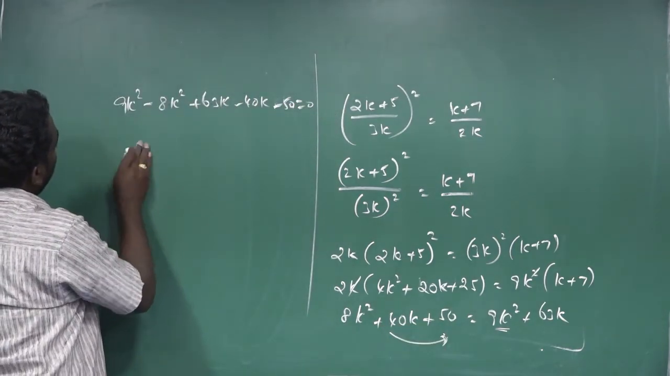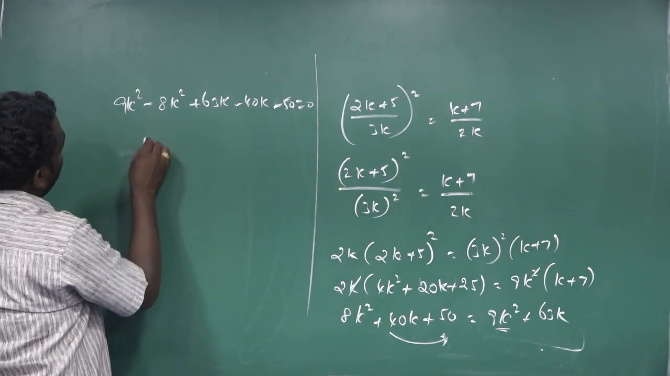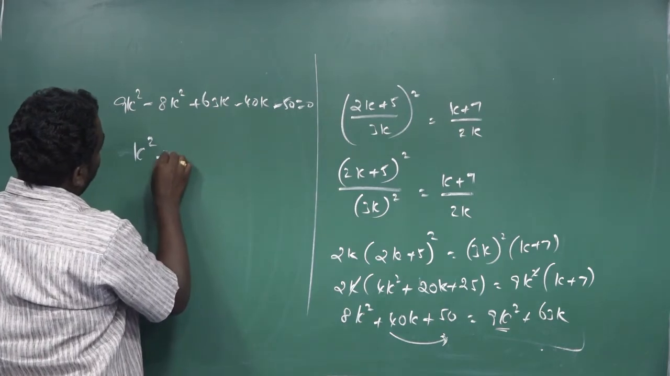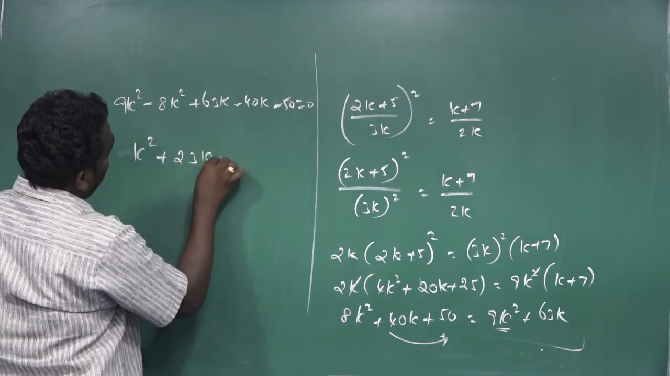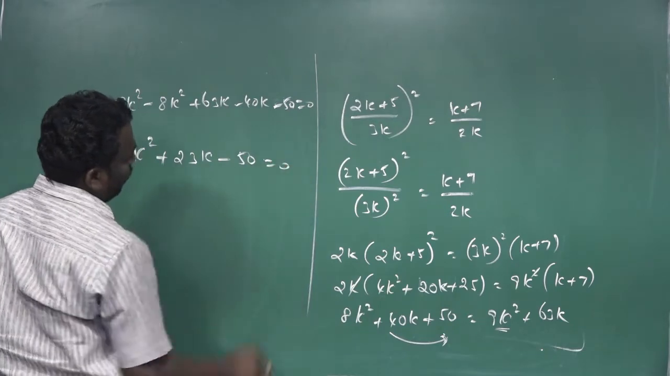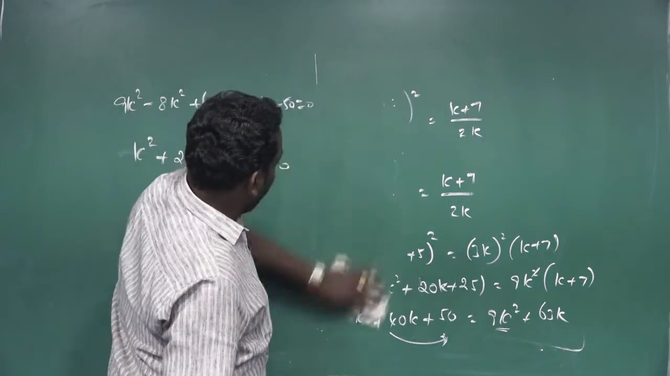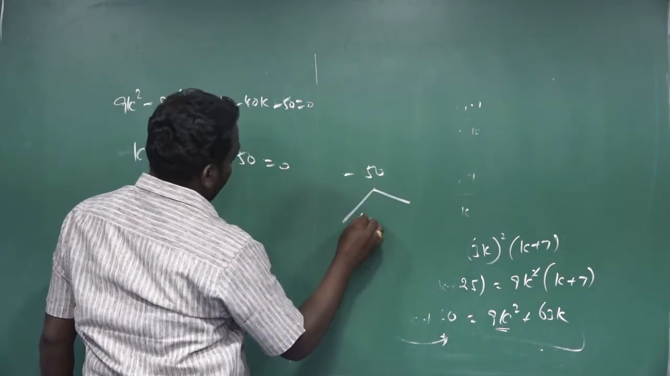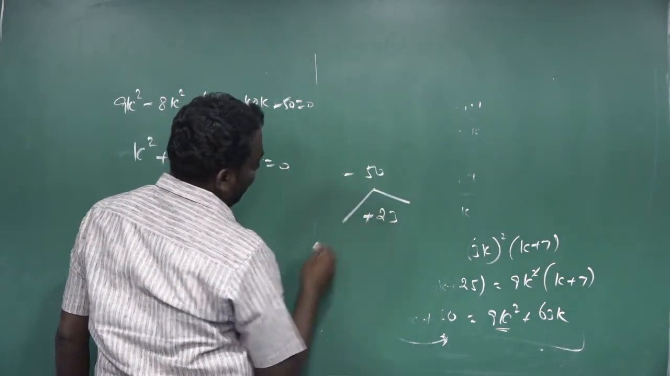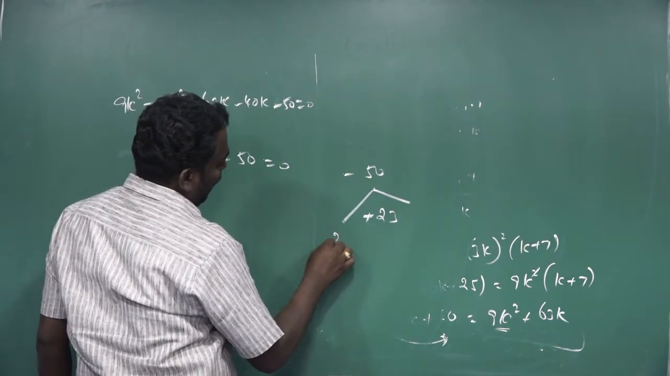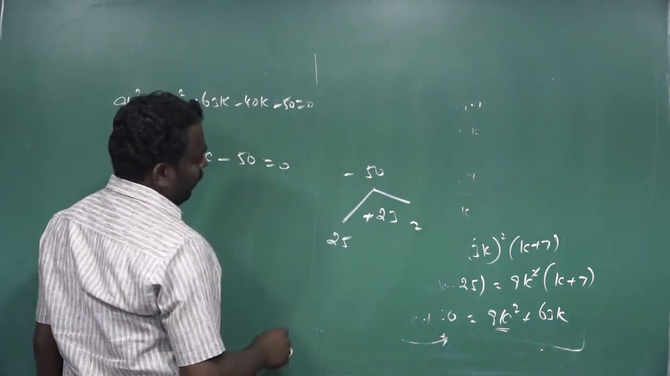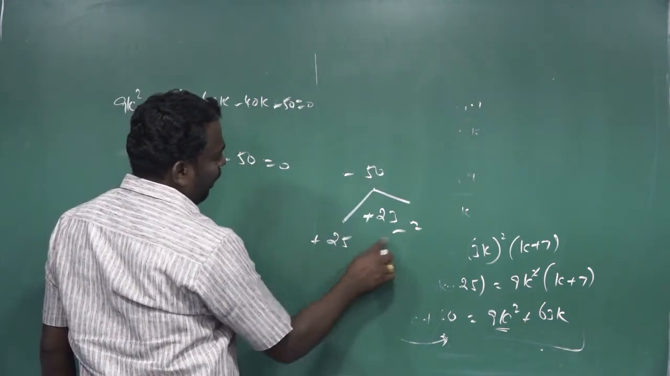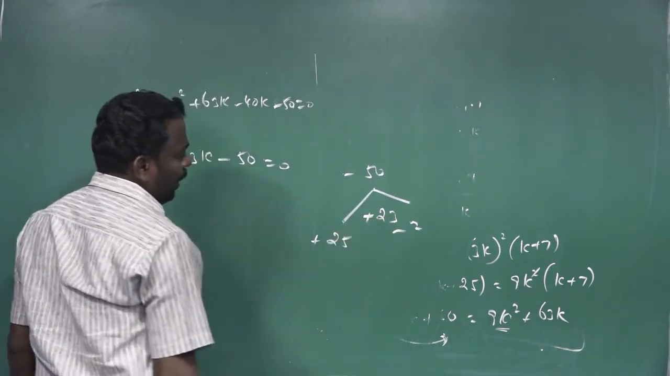Therefore 9K square minus 8K square plus K square, and separating the terms, plus 23K minus 50, that is equal to 0. Now we want to factorize minus 50 and plus 23. Therefore 25 into 2 is 50, and plus into minus, 25 into 2, 25, and separate the value plus 23.